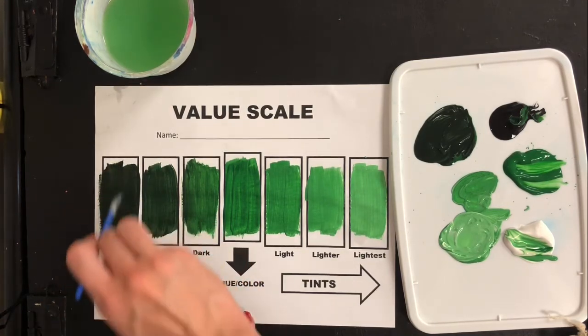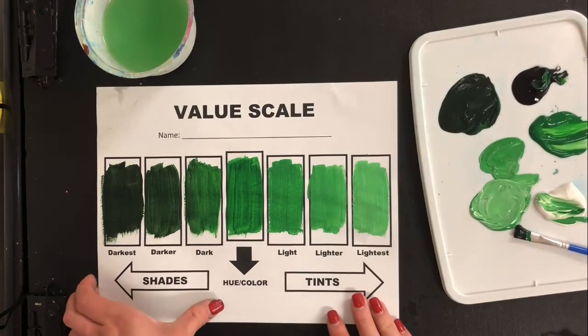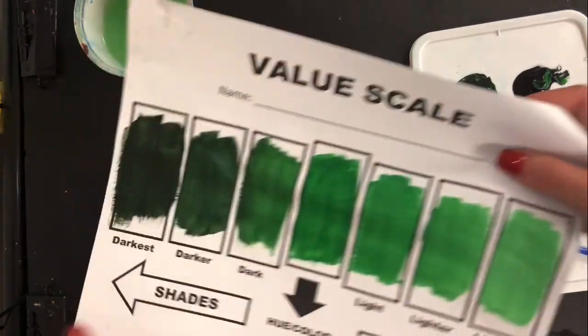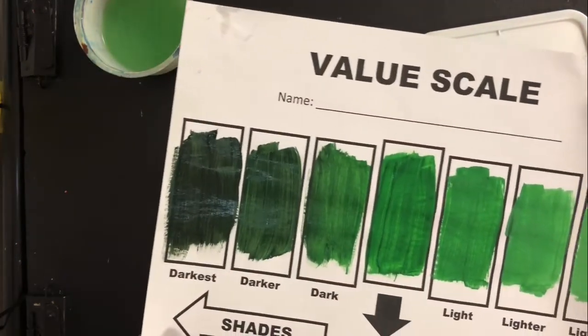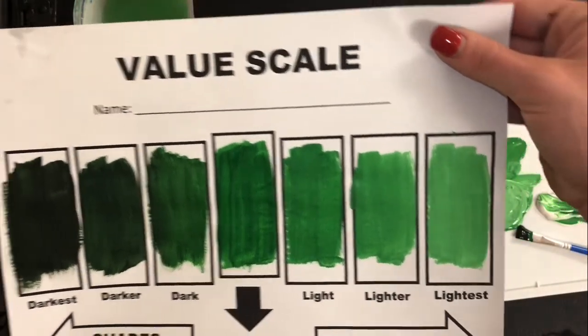And check it out. I now have my darkest green. I even have my completed value scale. Let's see if I can get it picked up here. There we go. So I'll get it up close so you guys can see all the way from our darkest green across to the lightest green on the other side.